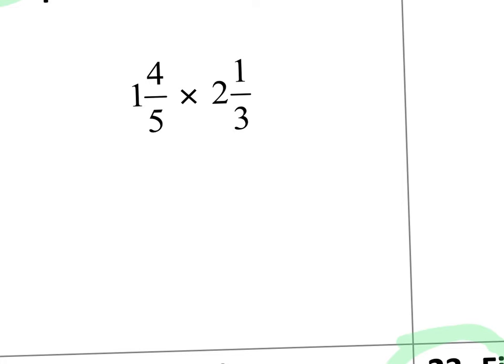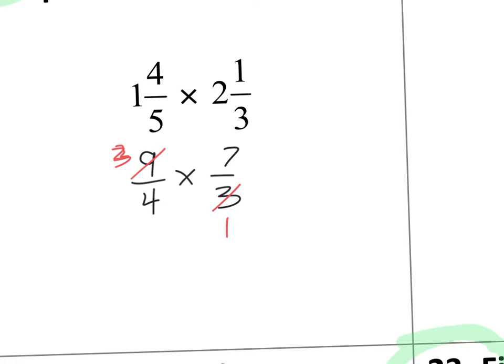So the first thing that we're going to do is convert these mixed numbers into improper fractions. So 5 times 1 is 5, plus 4 is 9. Then it's over the same denominator, so 9/4 times 3 times 2 is 6, plus 1 is 7, 7/3. Now we can look to see if they have common factors across from each other. So I'm looking at 4 and 7. Does 4 and 7 have any common factors? Nope. So I can't do anything with those. But I'm now looking at 9 and 3. Do they have any common factors? Absolutely. 3 is a common factor. So 3 goes into 3 once, and 3 goes into 9 3 times.